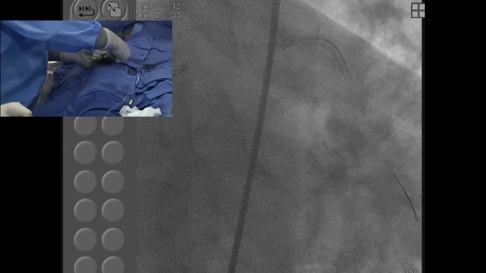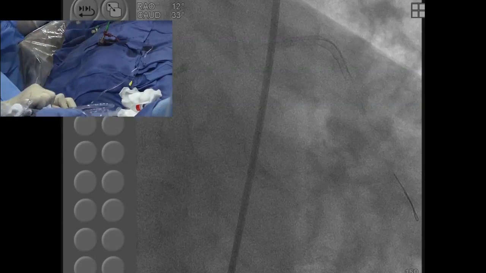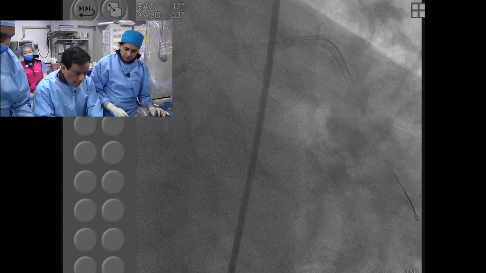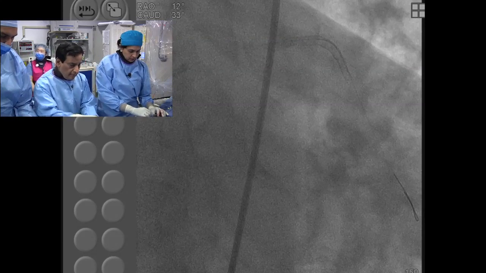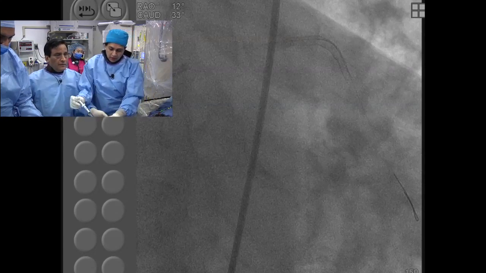Good. That's good. Okay, just one more second. Flush this, your left. A line, good. Has to be good. Very, very careful. Good. Okay, now what do you need to do? You want to take a picture? You want to put a stent now? Let's take a picture now.